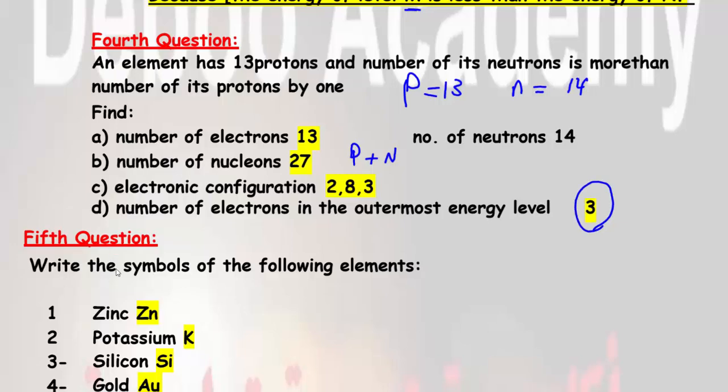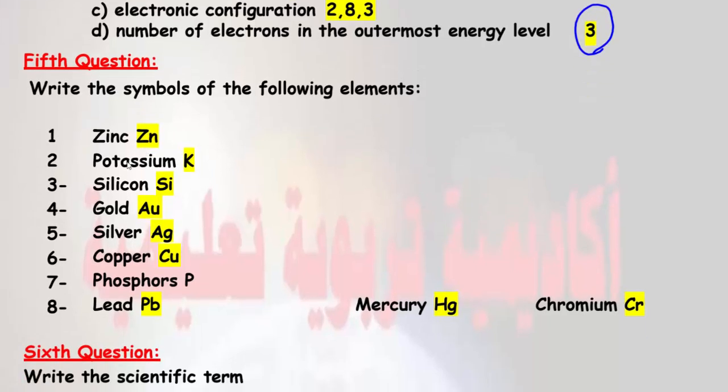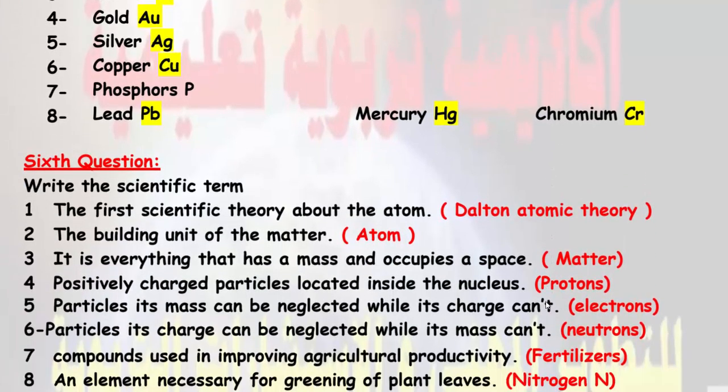Fifth question. Write the symbols for the following: zinc Zn, potassium K, silicon Si, gold Au, silver Ag, copper Cu, phosphorus P, lead Pb, mercury Hg, chromium Cr.